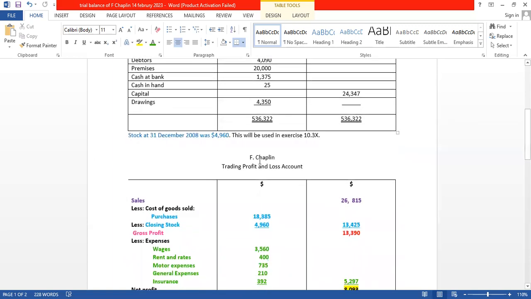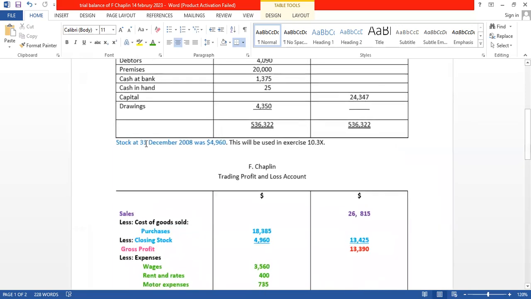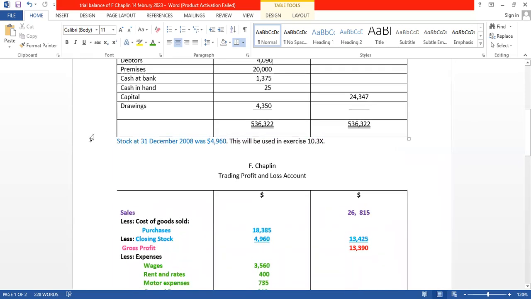Now, it's important to always pay attention to the notes section. Let me zoom the page up a bit. Hope you can see better. It's important to always pay attention to the notes section because additional information is provided for you there most of the time. Here it says that stock at 31st of December 2008 was $4,960. Now, we're going to pay special attention to this because we're going to use it also in the balance sheet.